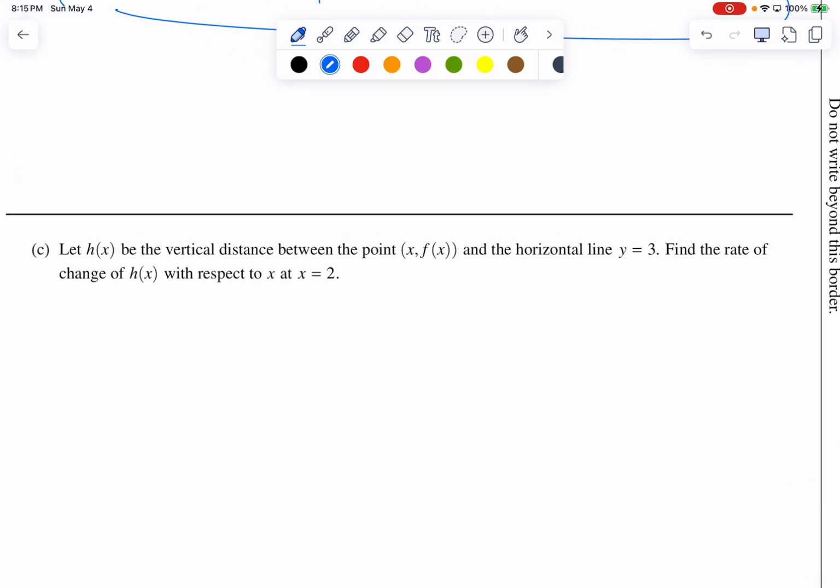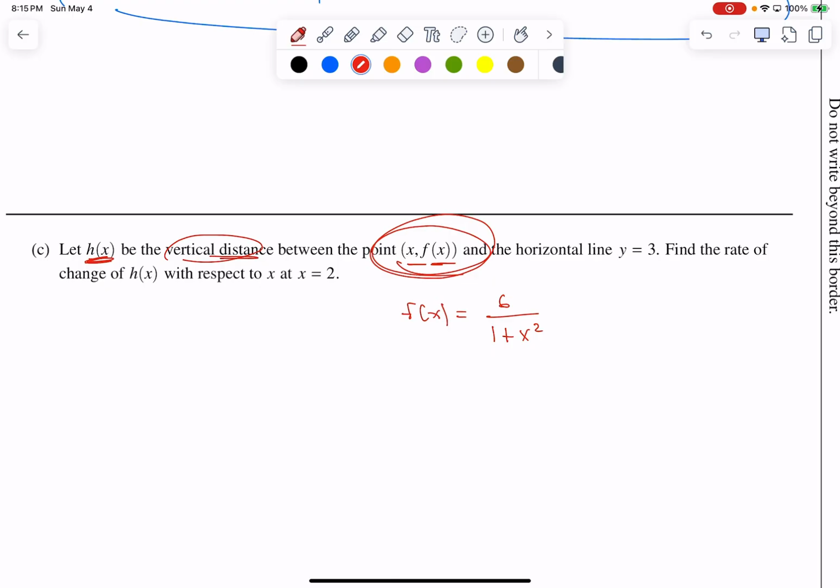Now this one's worth 3 points, and this really has nothing to do with volumes. It says, let h of x be the vertical distance between the point x, f of x. So they're talking about a point on the graph of f. Let's remind ourselves, f of x was 6 over 1 plus x squared. Does everybody agree? So we're talking about points on f of x. And let h of x be the vertical distance between points on the graph of f and the horizontal line at what? 3. Find the rate of change of h of x.